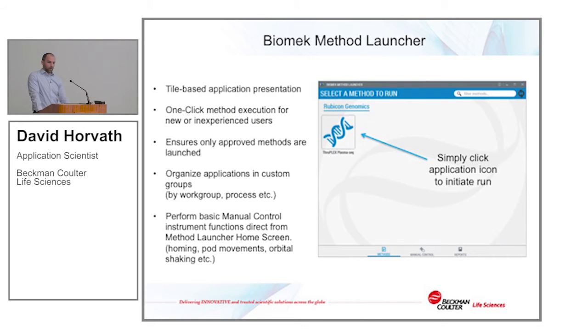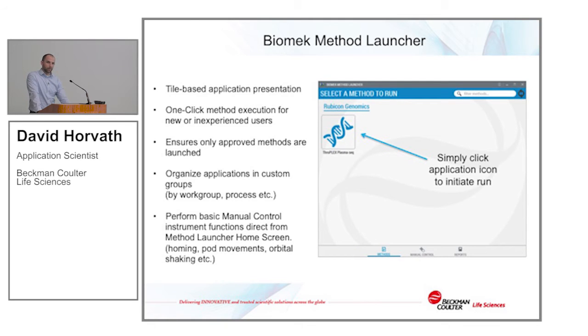The home screen is basically a tile-based application presentation. It's a one-click method execution for new or inexperienced users, and ensures that only approved methods are going to be presented to the user to execute. So it'll prevent an outdated version from being used. It'll prevent changes being made to a method that shouldn't be. Those applications can be organized however the lab wants. They can be organized by work group or process or what have you. And there'll be tiles and different icon buttons across the home screen.